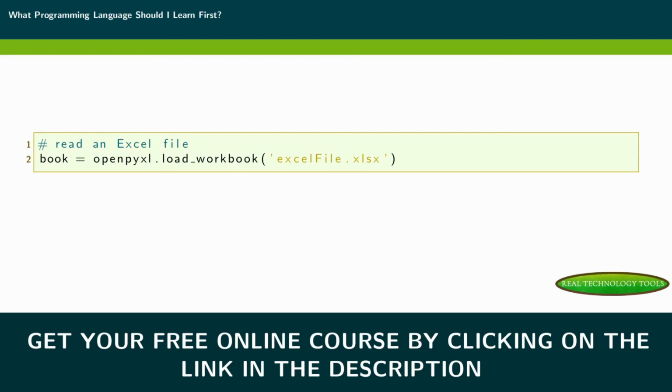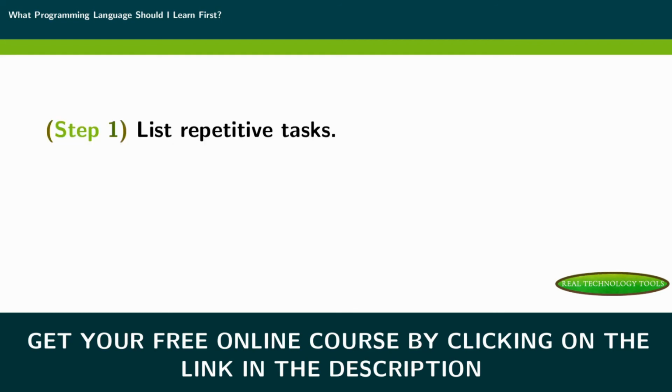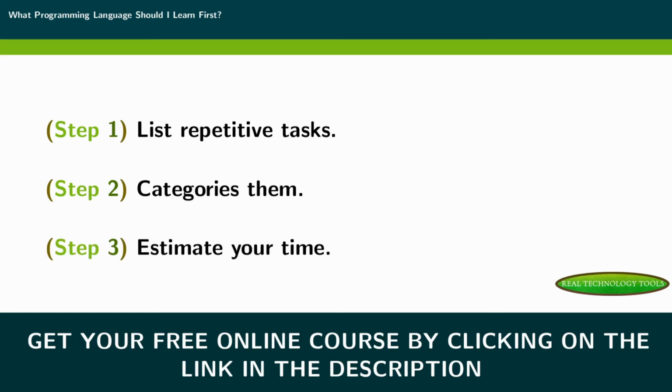And now let me give you a 3-step action plan to know exactly the impact Python can have on your life. Step 1, list repetitive tasks that you are doing on your computer. Step 2 is categorize them. Is it sending mails, Excel, Word documents, sorting folders, or is it other things? You can even have a category called other things. Step 3 is estimate your time. Estimate the time it takes per week for each category.